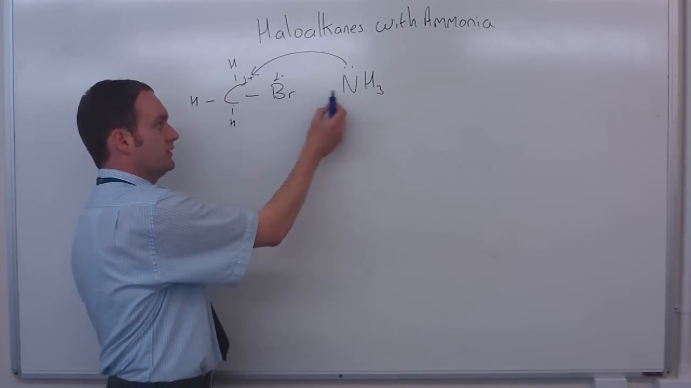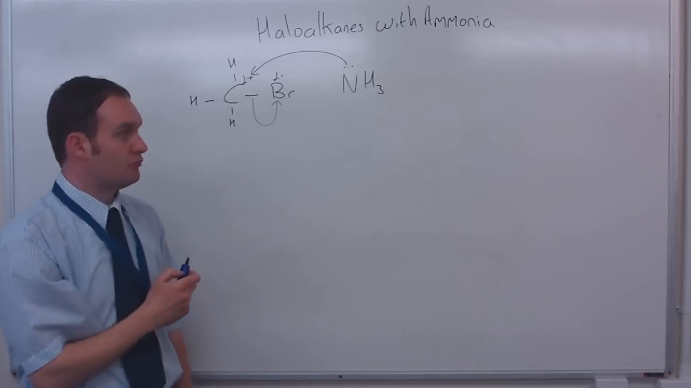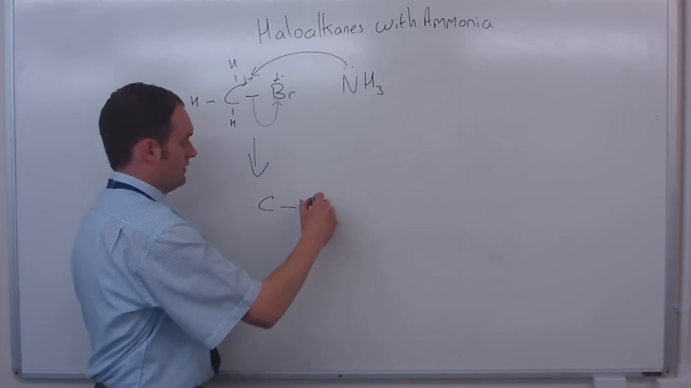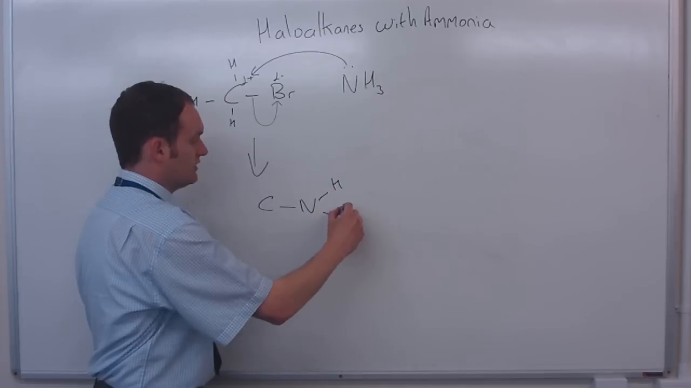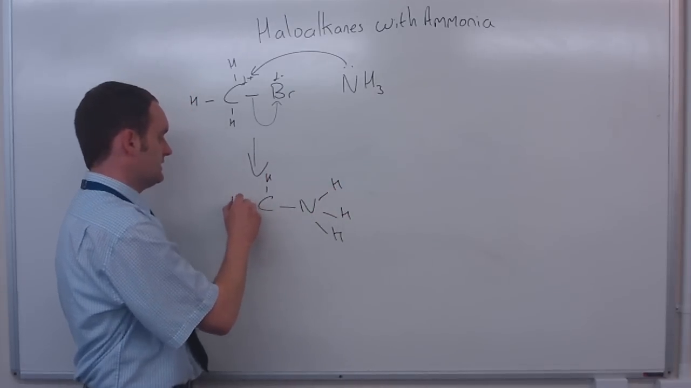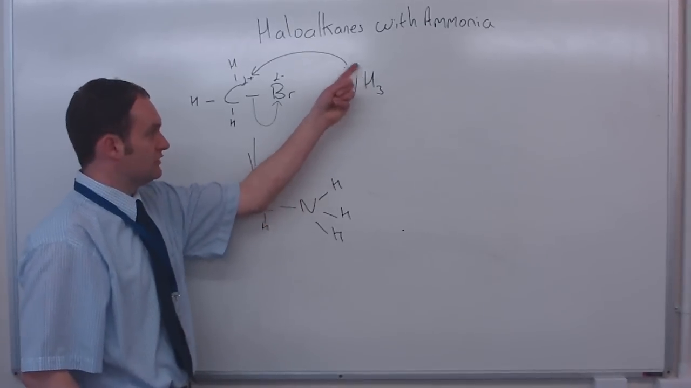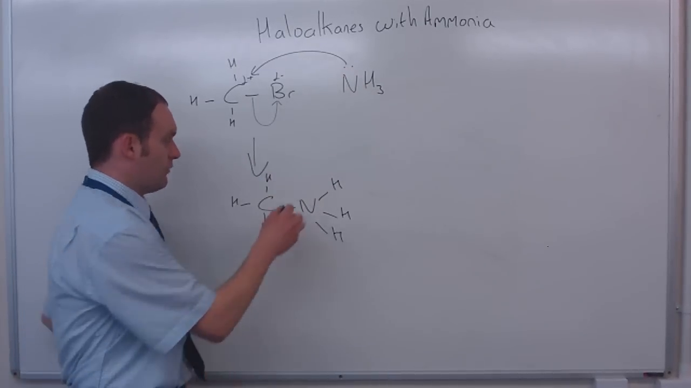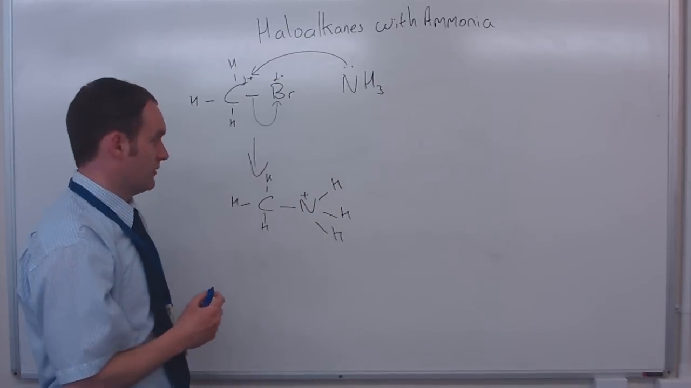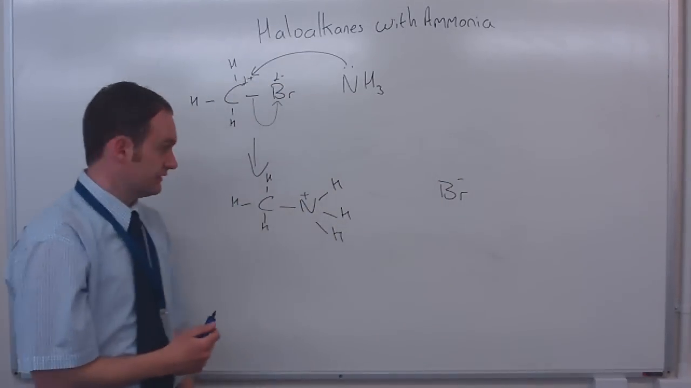So a bond is formed between the carbon and the nitrogen, and the bond between the carbon and the bromine breaks. The intermediate that's formed is like this. So a bond is formed between the carbon and the nitrogen. The rest of the molecule stays the same, but because both electrons have come from this lone pair and there's no negative charge here, a positive charge is left on the nitrogen as the electrons are used to form that bond. The bromine leaves as a negative ion.